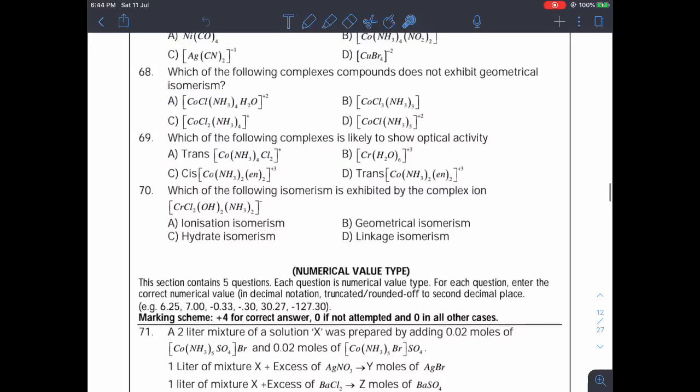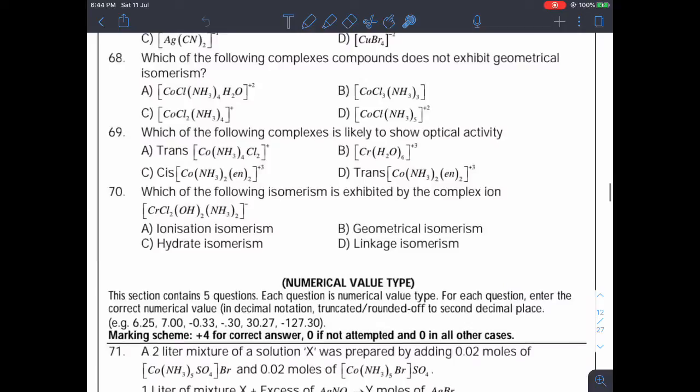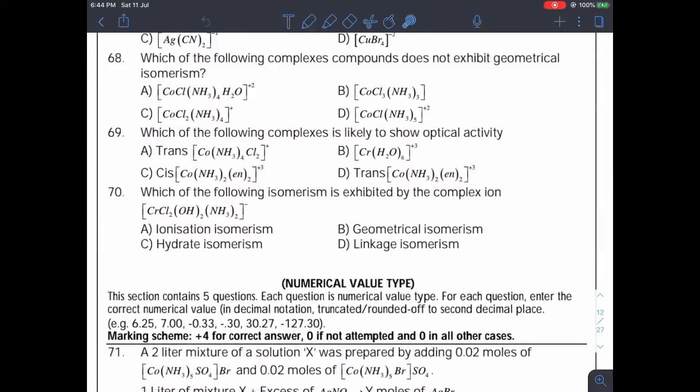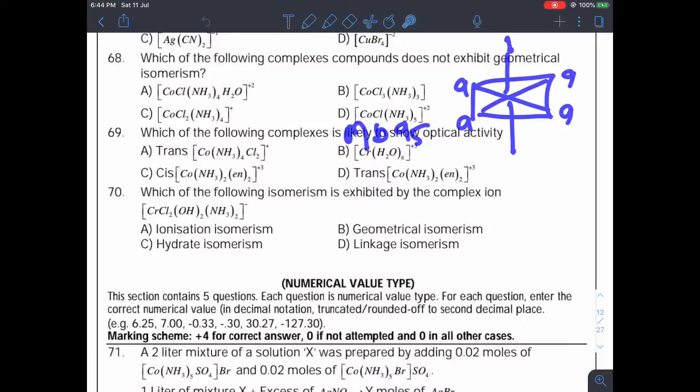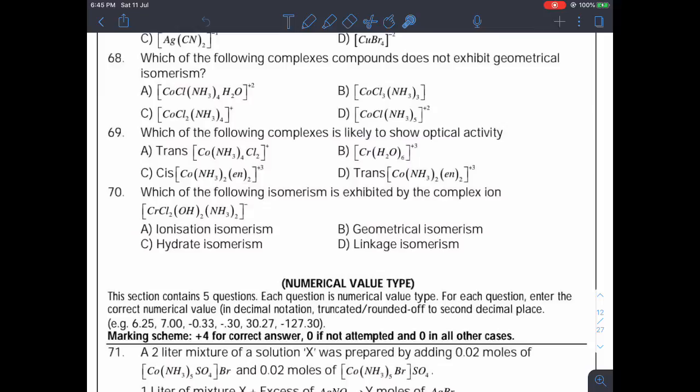Does not exhibit geometrical isomerism. Now you look at this complex, straight away you will get the answer. 5 ligands of one type, only one chlorine is there. So no matter how you are going to place them, it is just like M, A5, B. So A, B. No matter wherever you will place, you will always get an identical arrangement. So this is the correct answer for this.